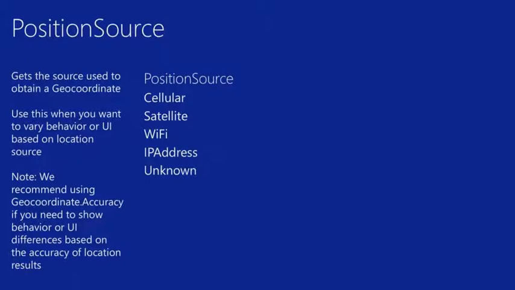Now, if you want to know where the location results came from, you can use the new position source property. It's get only, and it lets you know if the data came from cellular, satellite, Wi-Fi, IP address, or an unknown source. However, as all of the location sources have a full spectrum of accuracy, it's recommended to vary your UI based on accuracy as opposed to just varying it based on the position source.